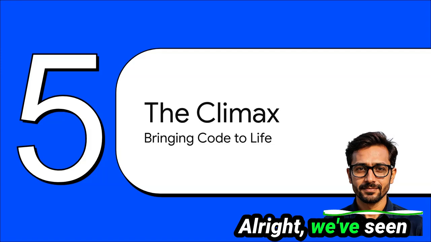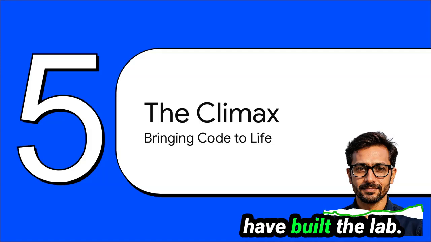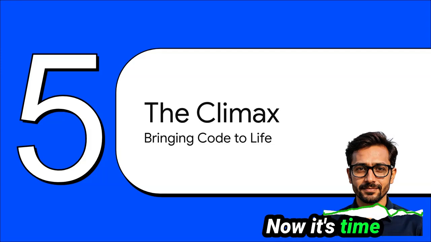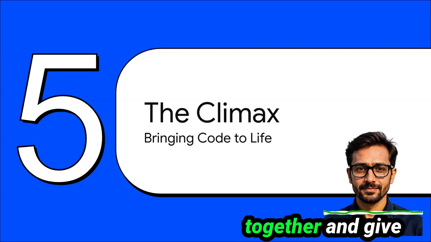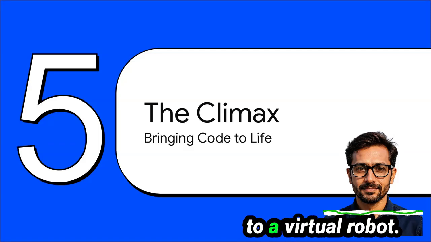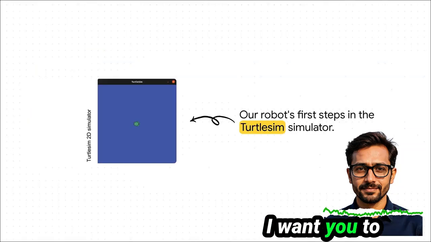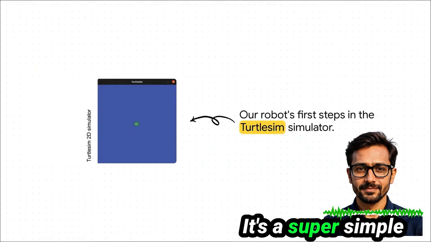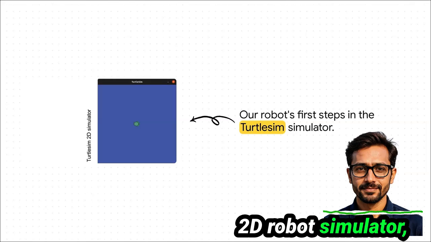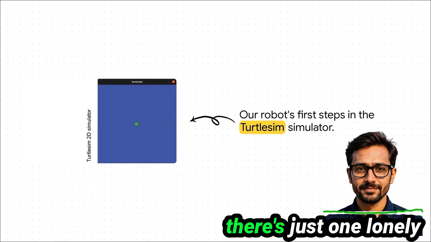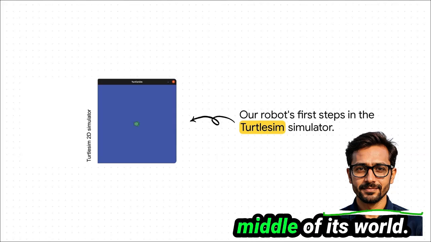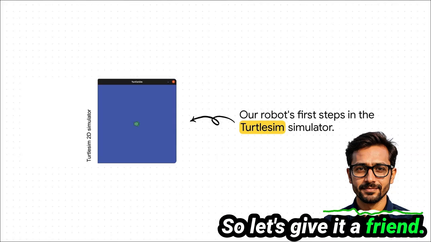All right, we've seen the theory. We have built the lab. Now it's time for the climax. Let's put everything we've just learned together and give a direct command to a virtual robot. I want you to meet TurtleSim. It's a super simple 2D robot simulator, and it's perfect for our first experiment. As you can see, there's just one lonely little turtle in the middle of its world. So let's give it a friend.